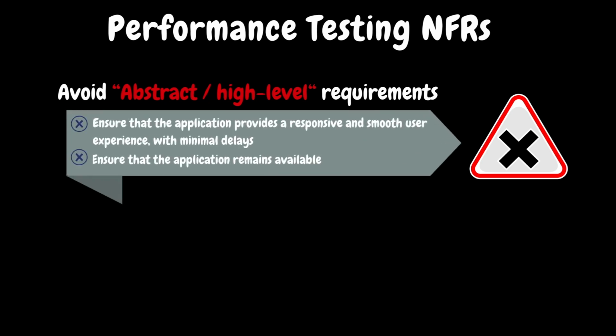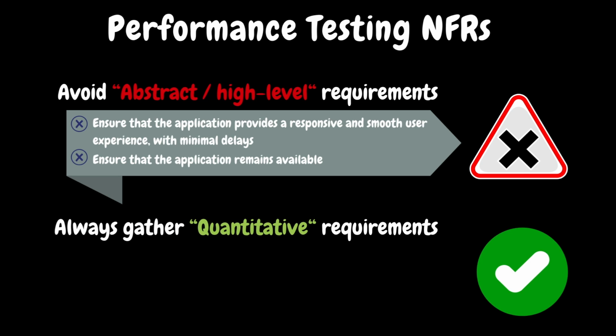Ensure that the application provides a responsive and smooth user experience with minimal delays. Here, responsiveness refers to the speed at which the application should respond. Is it 1 second, 2 seconds, or 10 seconds? Similarly, ensure that the application remains available. When we say remains available, it means the system should remain available, but for what duration? Is it 10%, 20%, or 100% of the time? Such details are not mentioned here, so it is not very clear.